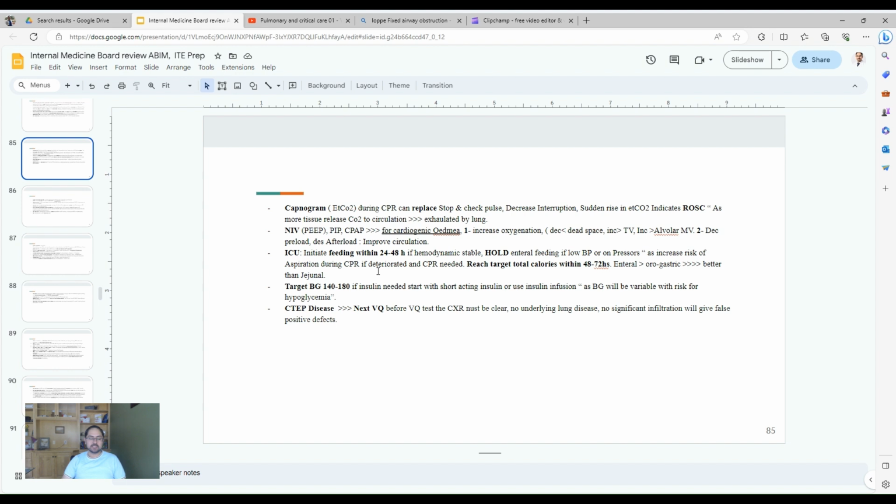That's still telling you that the circulation is back, and now tissue is releasing CO2 and it goes to the lung and is exhaled in the lung. So there is a return of circulation.